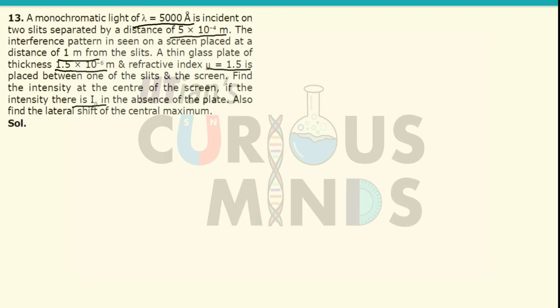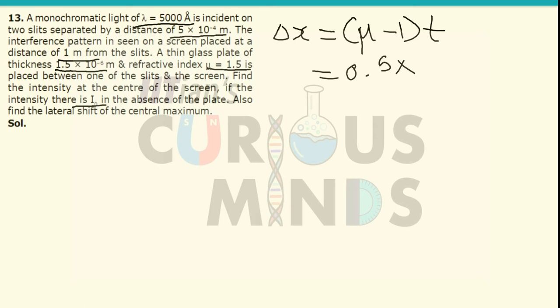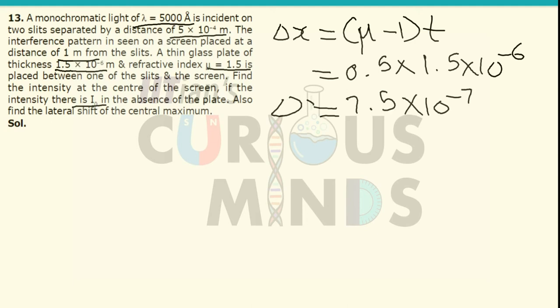Whenever a glass plate or any transparent material is placed in front of one of the slits, the central point will shift by delta x. The delta x is given as (mu minus 1) into t, which is 0.5 into the thickness, 1.5 × 10^-6. If I convert it, it will be equal to 7.5 × 10^-7. This will get cancelled out later, that's why I am writing it like this. So delta x is equal to 7.5 × 10^-7 meter.